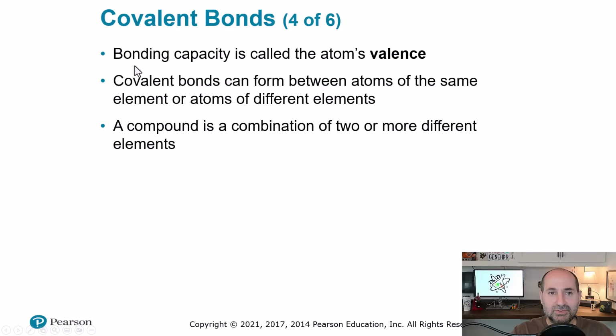And do you remember that the valence electrons are the electrons in the outer shell? Covalent bonds can form between atoms of the same element or atoms of different elements. I showed you that. Hydrogens can bond together to form H2, or they can bond to other elements as well, like oxygen. A hydrogen and an oxygen can bind. A compound is a combination of 2 or more different elements.